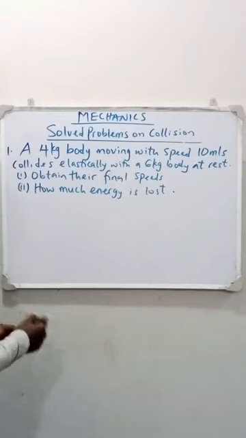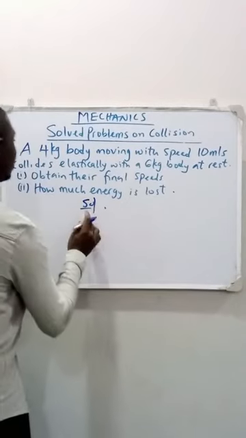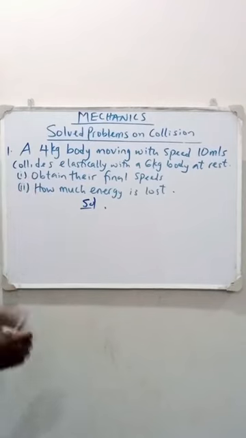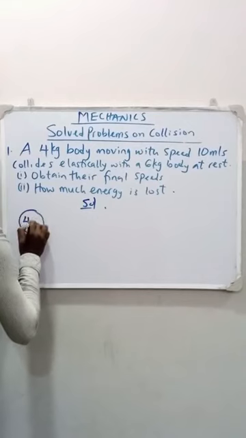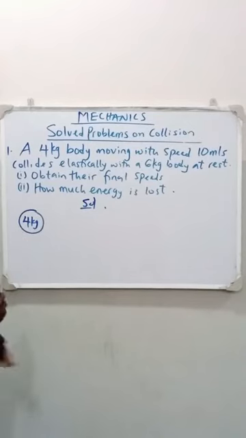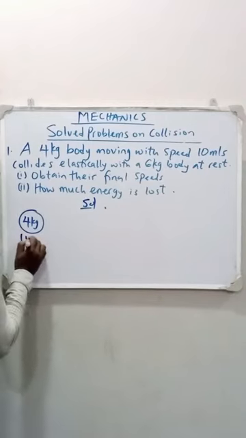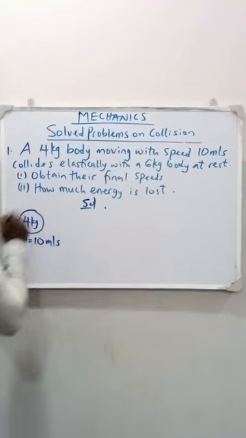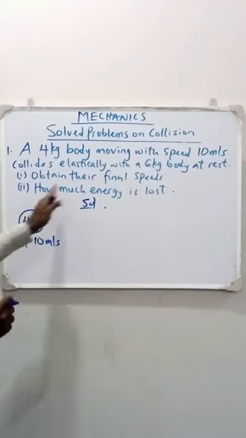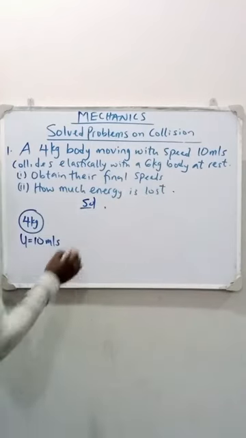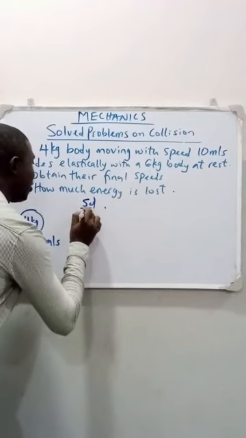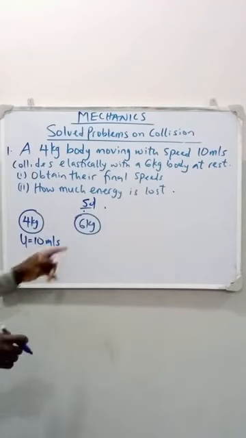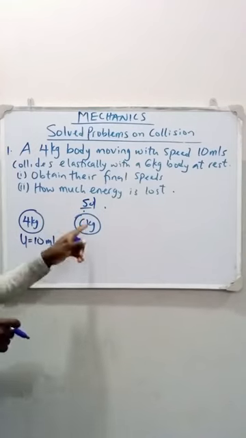Let's draw our diagram to interpret this question. The first one here, a 4 kg body. Let's assume this was the first body, with mass 4 kilograms, moving with an initial speed of 10 meters per second. It collides elastically with a 6 kg body at rest. For it to be at rest means it's not moving. This dot on it shows that the body is at rest.